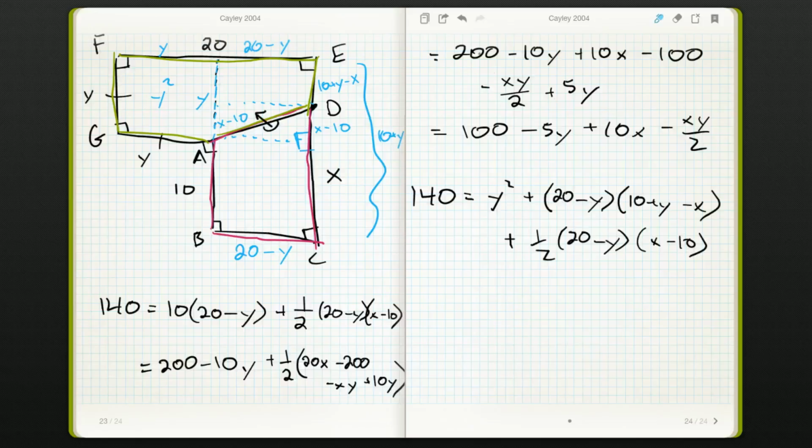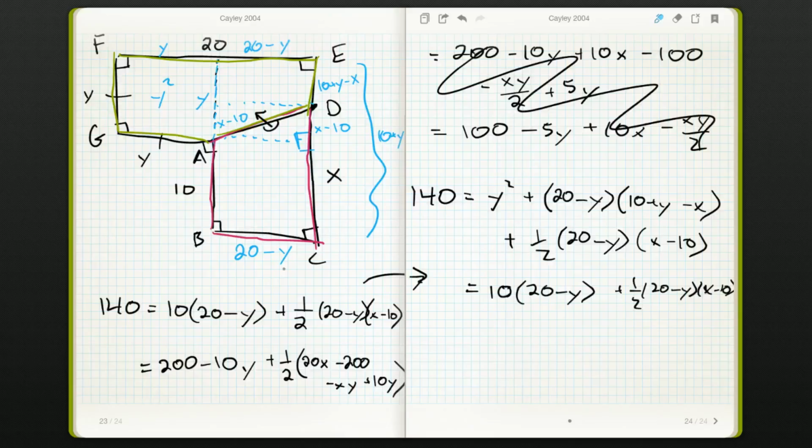So maybe I should ignore everything I did up above. Should I? Well, yeah, let's see what happens. So this should be equal to 10 times 20. So it's equal to the other half. So we'll just plug the other half in here. It's equal to 10 times 20 minus y plus 1/2 20 minus y x minus 10. So I'm ignoring everything I did up here and here. I'll come back if I realize I've made a terrible mistake.